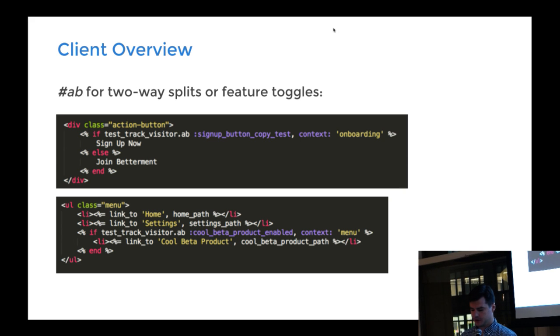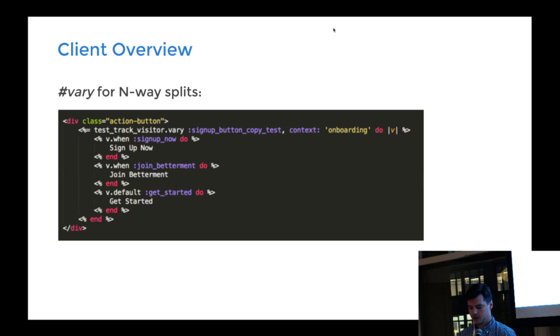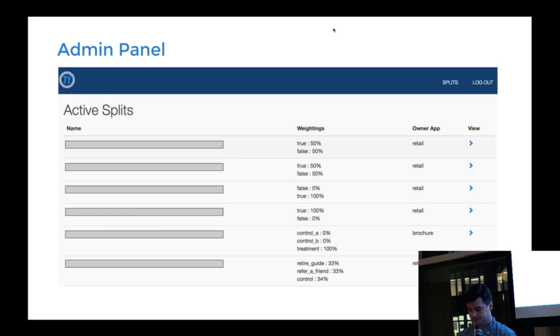You see one up here is a simple A/B test for an action button, sign up now versus join Betterment. And the one below is the A/B, the same function name we use for feature toggles. This one is showing a menu item for our cool new beta product for some percentage of users. There's also the vary function for n-way splits. So if you have 3 in this case, or 4 or 5 different variants, then you would use this one. And that's pretty much it.